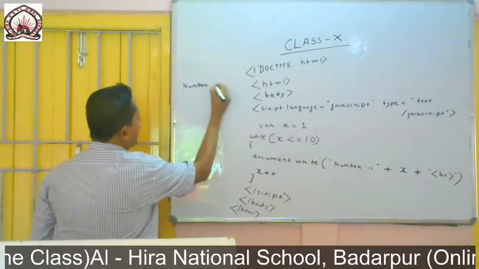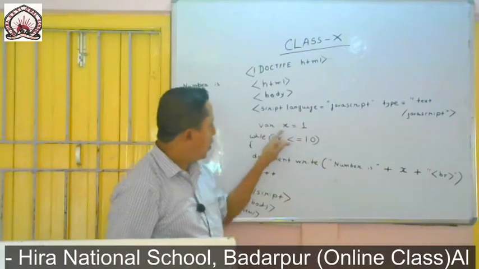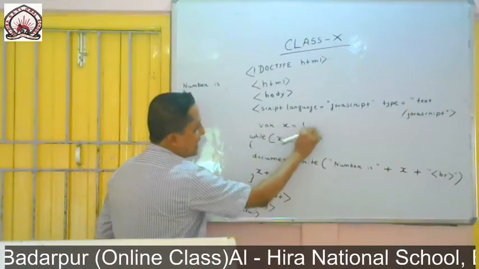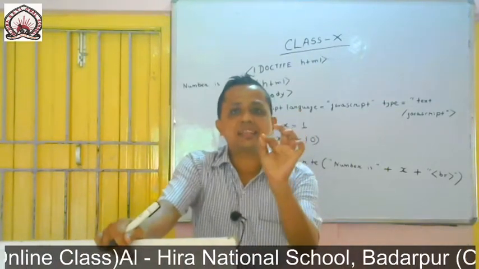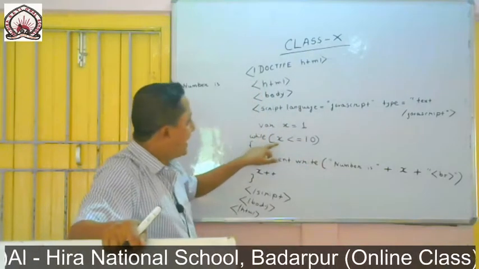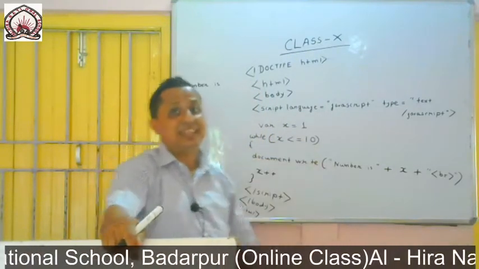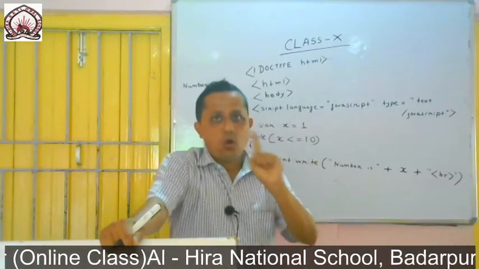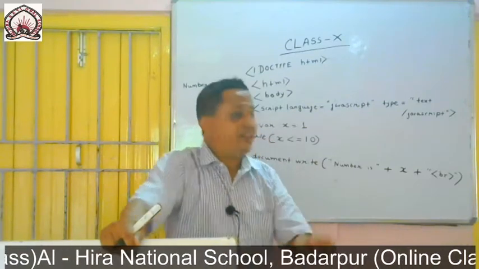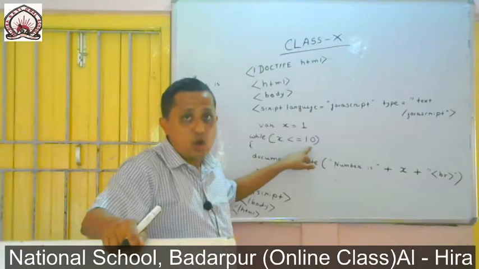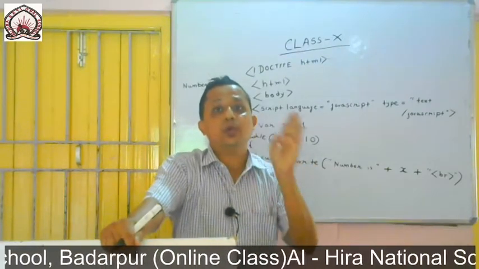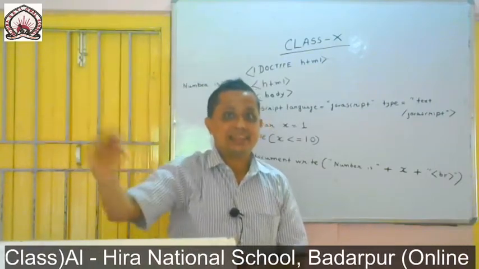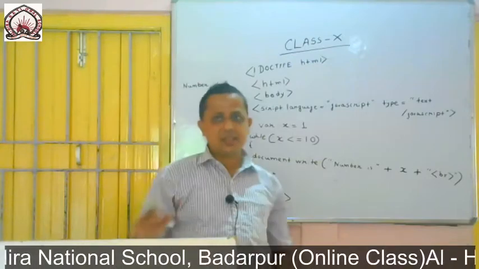Number is. Now come here. See, this is initialization. Var x is equal to 1 means the starting value of x is 1. While x less than or equal to 10, this is the condition. That means the value of x should either be less than 10 or equal to 10. The value should not be more than 10. This is my condition.